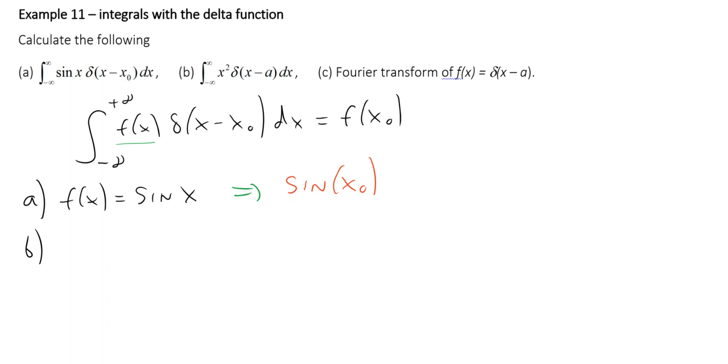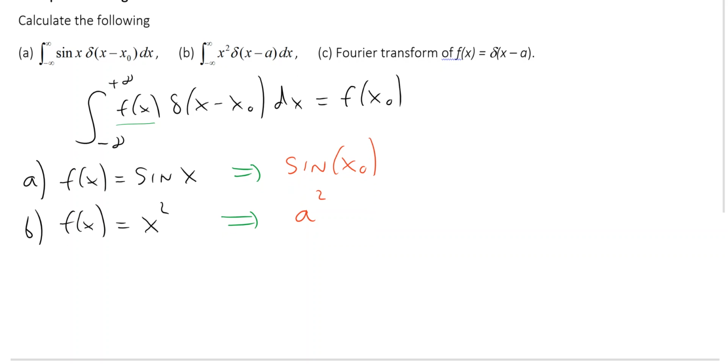The second example, in this case f of x is equal to x squared, and so what we get is f of x evaluated where the delta function is non-zero. In this case that's when x is equal to a. So the second example, the result is a squared.